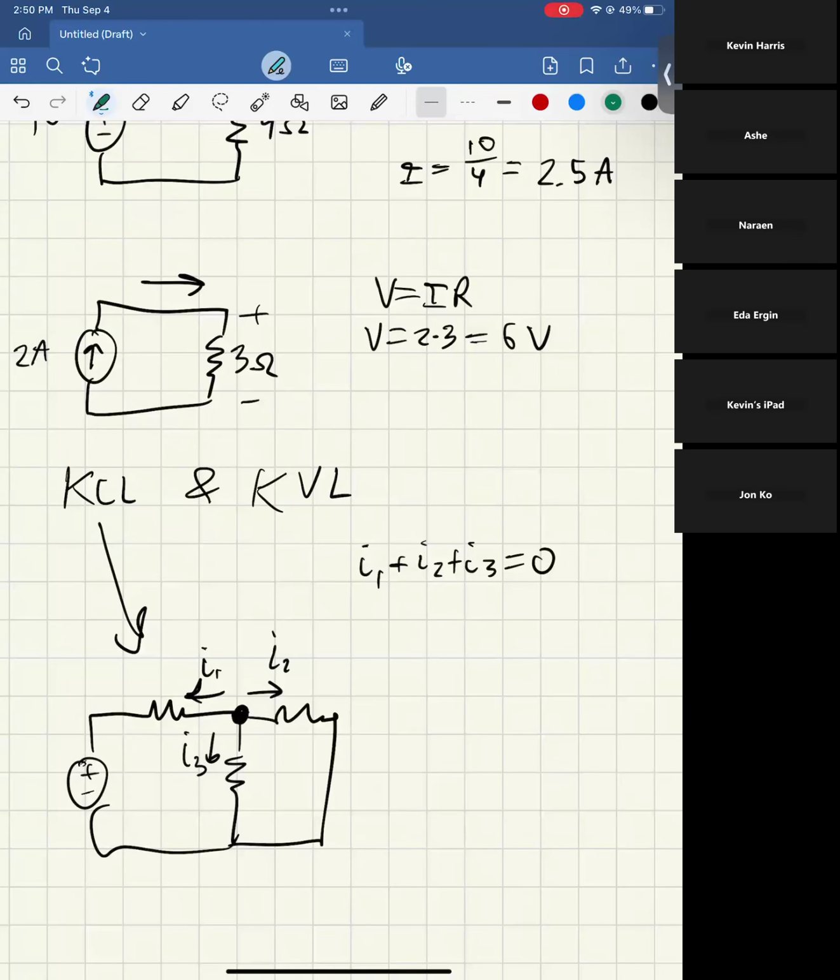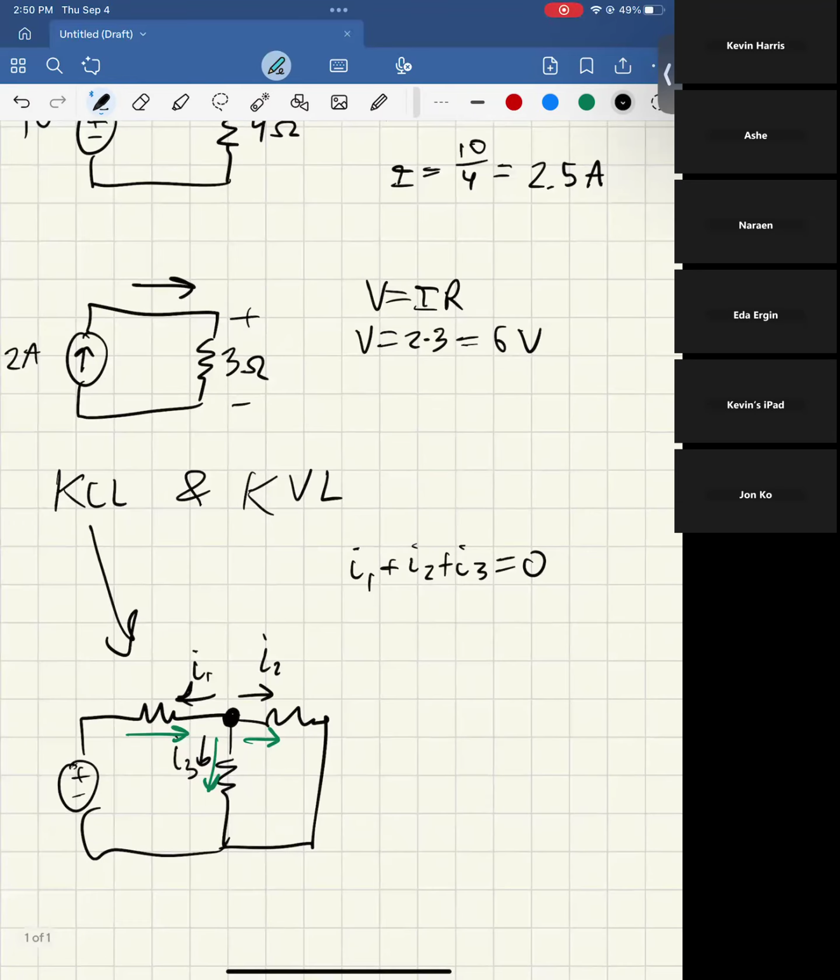The other way to look at this: maybe you don't get it quite yet, but in a couple weeks you'll probably understand the current is going to be flowing something like that. So what Kirchhoff's current law is really saying is that the current going in is equal to the current going out. Basically you'd say this as I1 equals I2 plus I3, where I1 in this case would be thought of as negative because it's going into the node.